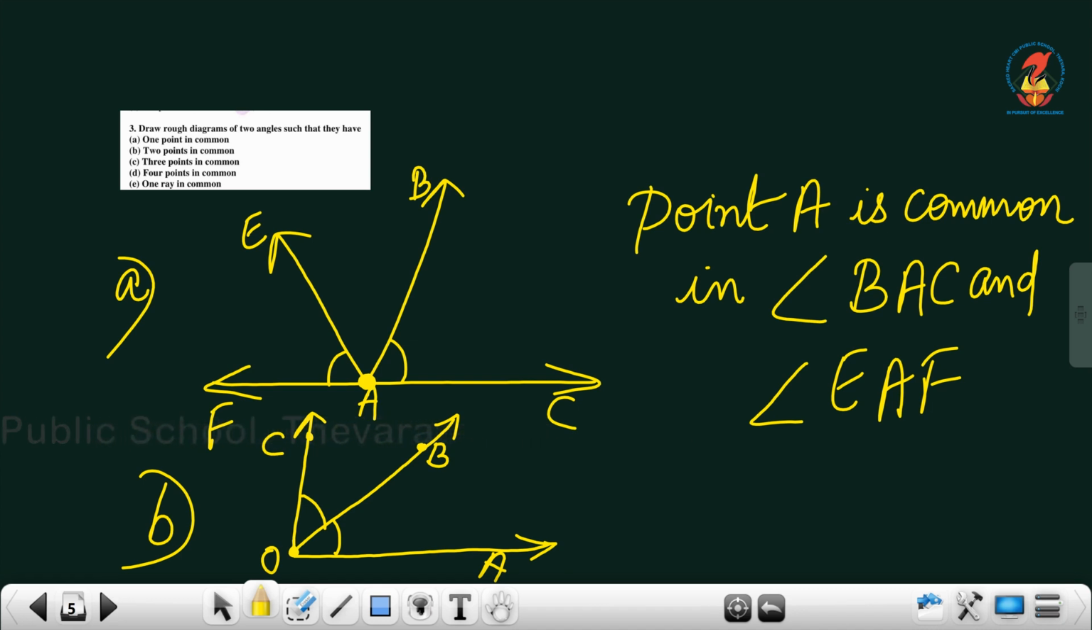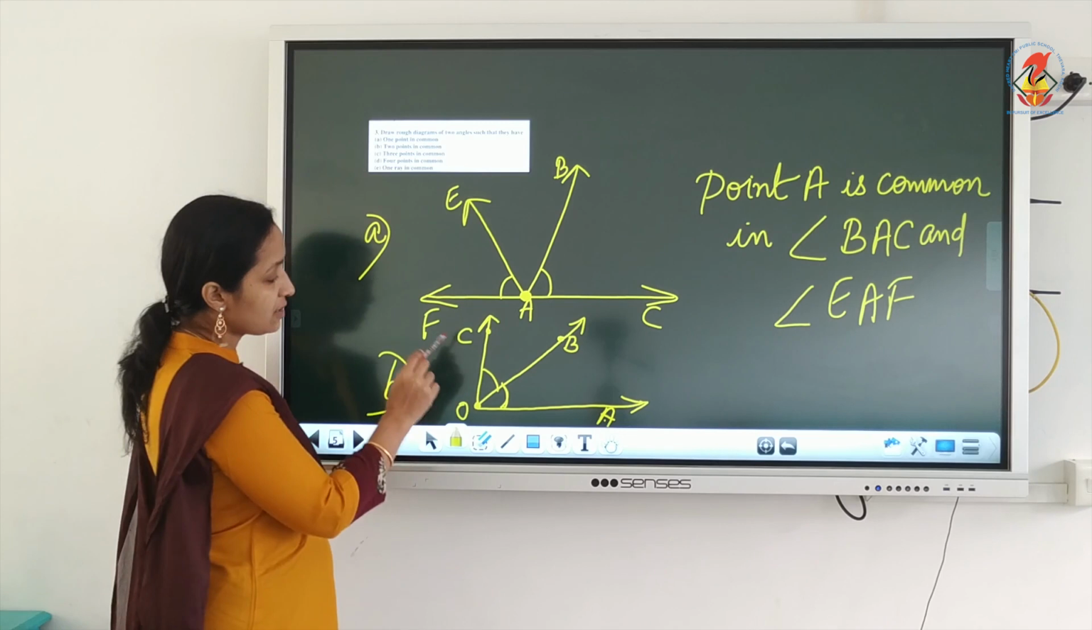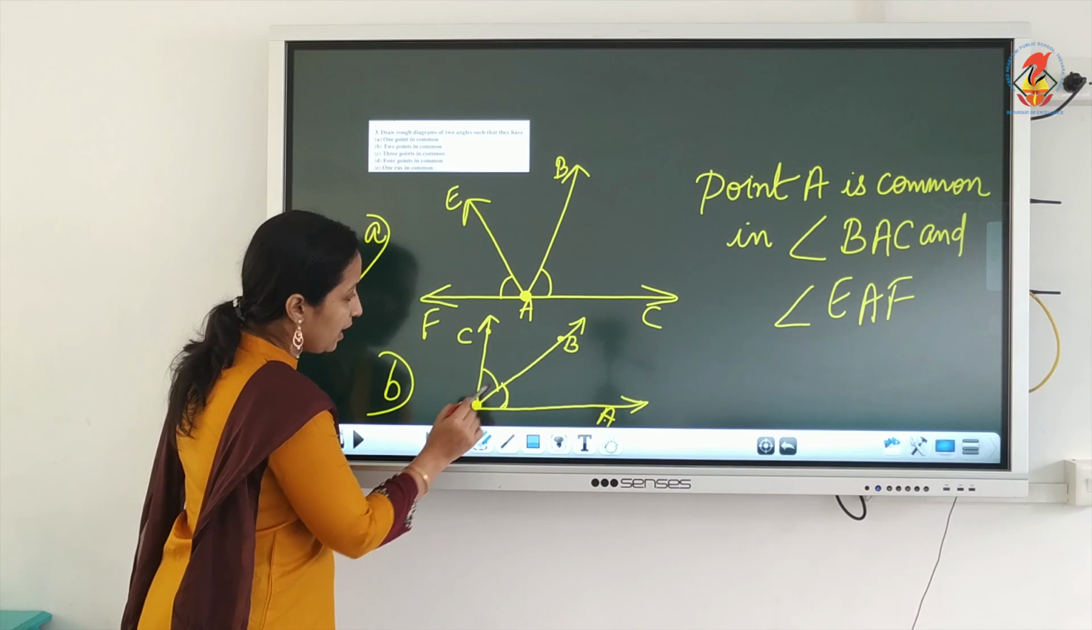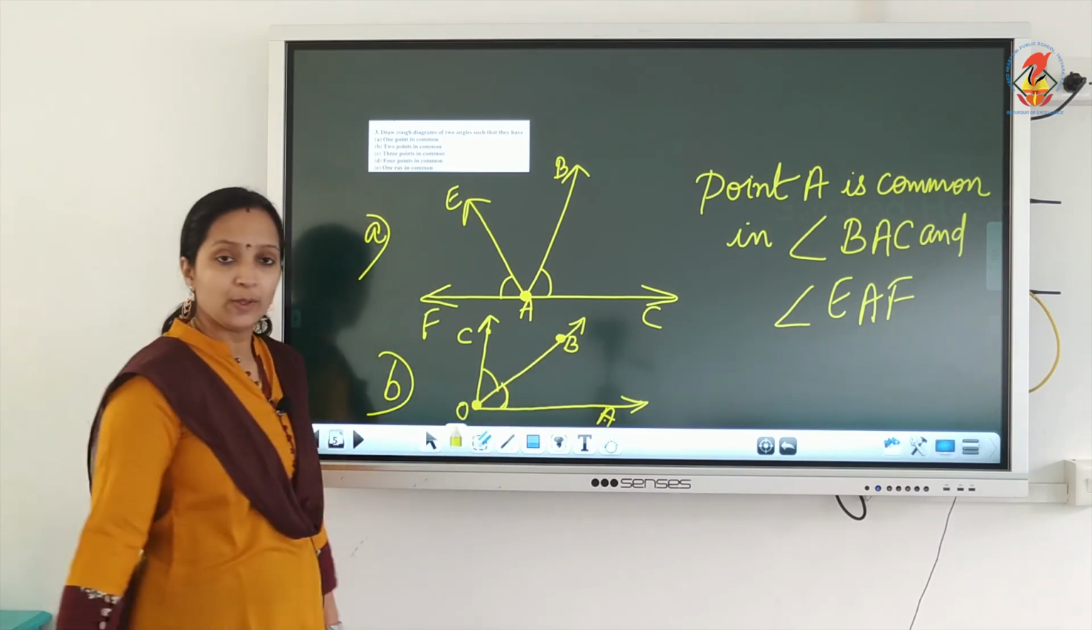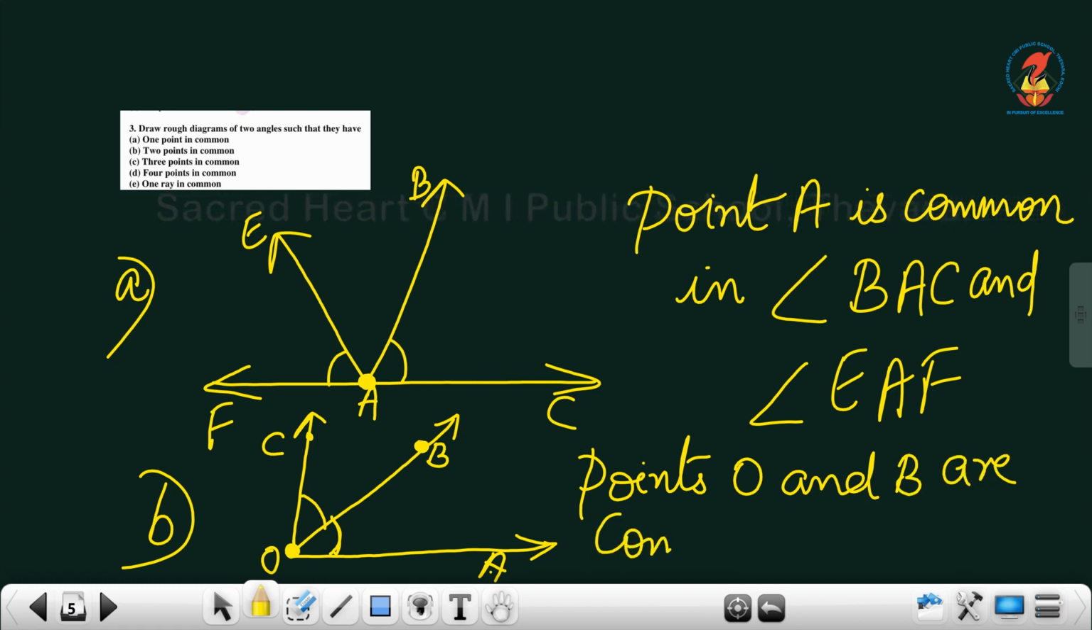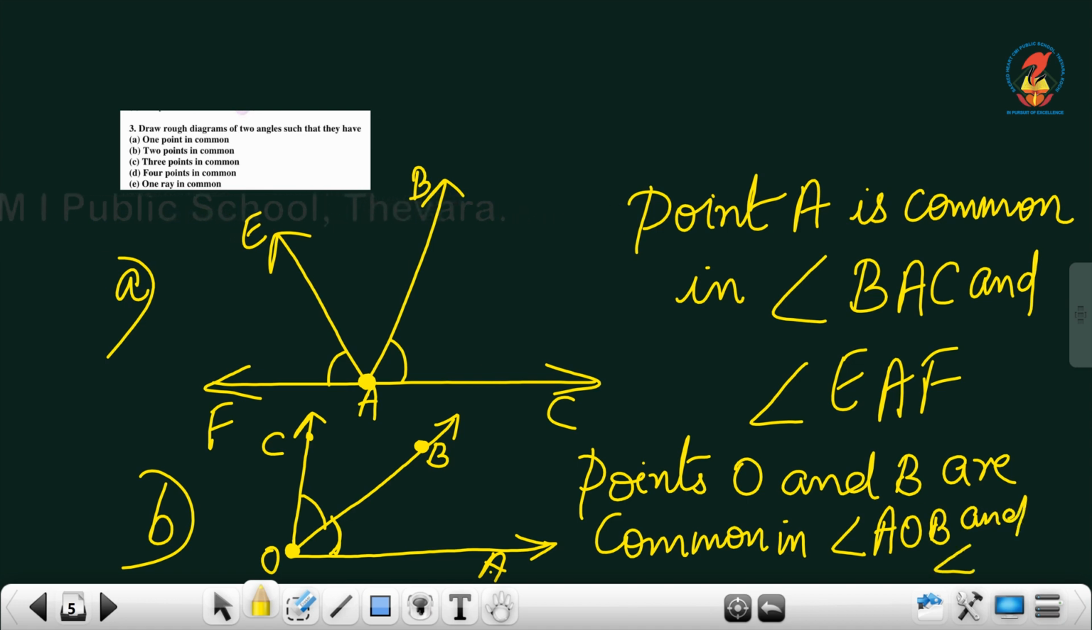So you can see that in this figure, AOB represents one angle and BOC represents the other angle, and in these two angles, two points are common. Which are the two points? O is common and in the same way B is common. Okay. So what can you write? Points O and B are common in angle AOB and angle BOC. I hope it's clear.